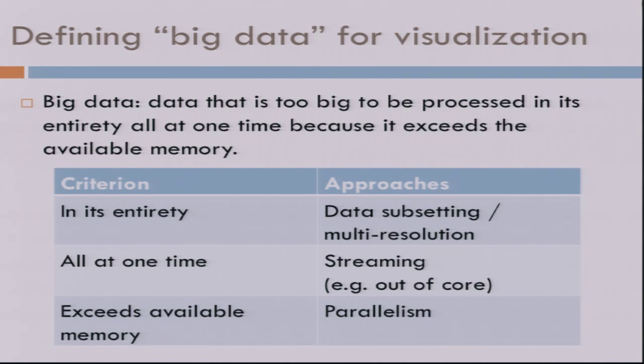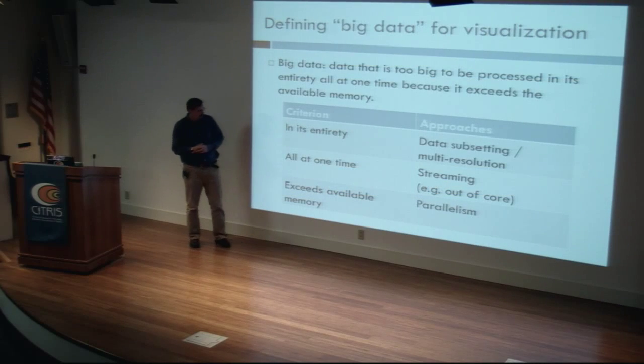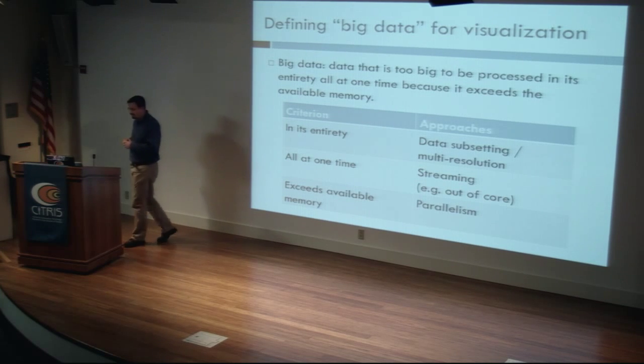Multi-resolution approaches would be something very similar to what you see in Google Earth or Google Maps, where you start at the United States, and as you zoom in, it gets more and more detail in the area that you're zooming into. If you want to relax the criterion that you look at the data all at one time, then you can think about doing streaming, so you process a piece at a time and you accumulate results. And if you want to relax this criterion that it exceeds available memory, then you can think about doing a parallel approach, and through parallelism you can get more and more memory and load the entire data in.